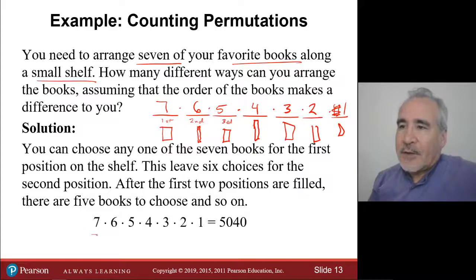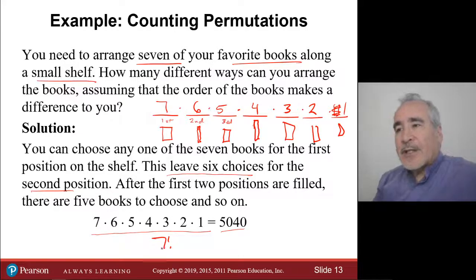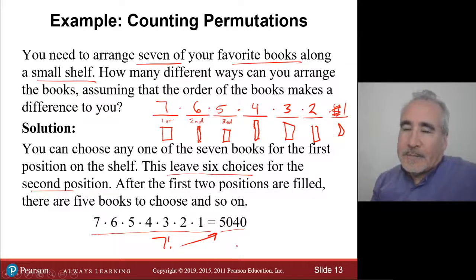Here they've done it for us, and they kind of walk us through it. See, once you choose one, you've got 6 choices for the second position, and so forth and so on. So 5,040. And we're going to see in the next slide, this is also referred to as 7 factorial. If you've got a calculator that has a factorial key, that's what it does. It takes 7 times 6 times 5 times 4 times 3 times 2 times 1 and gives us 5,040. Okay.